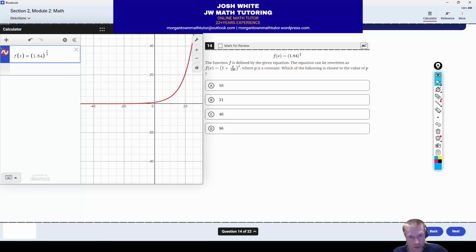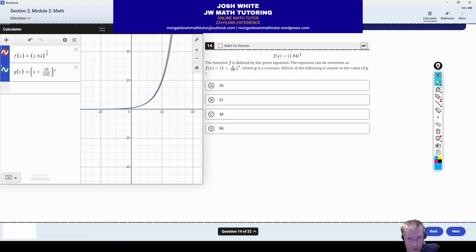Okay, so here's the original function. And they say it can be rewritten as 1 plus p. Now, these p values are my answer choices that I'm plugging in. So, which of the following is closest to the value of p that, if you plugged it into this other form of the function down here, would be equivalent?